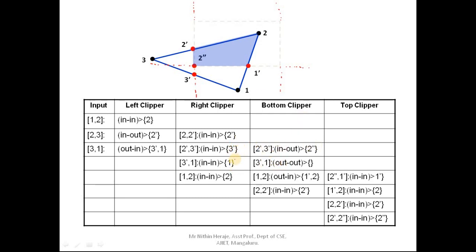And next is 3 dash to 1. So 3 dash is here, 1 is here. So both are below this line, hence the output is null, nothing. Okay, and after that we'll go for 1 comma 2. In 1 comma 2 it is from outside to inside. So this is the new intersection point, and the edge 1 dash comma 2 will be the output. So it is outside to inside, and the output is 1 dash comma 2.